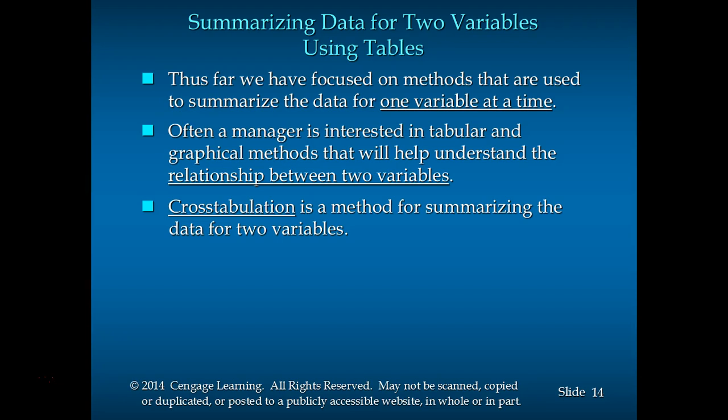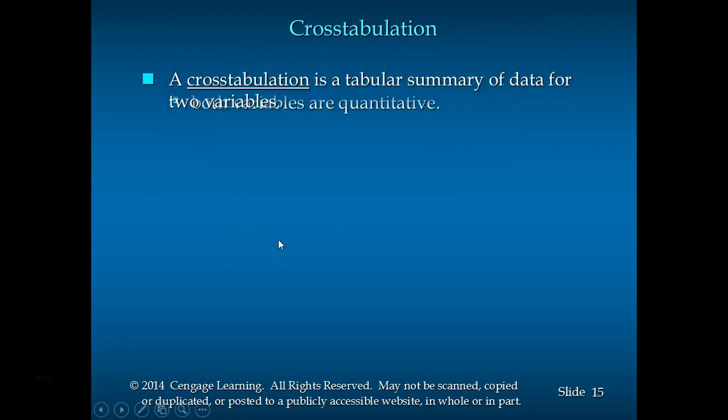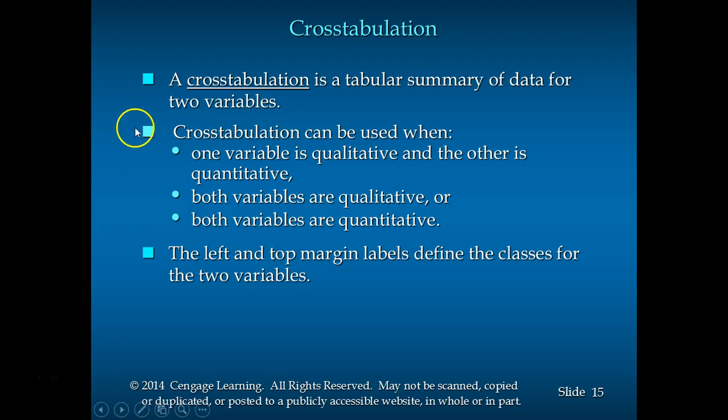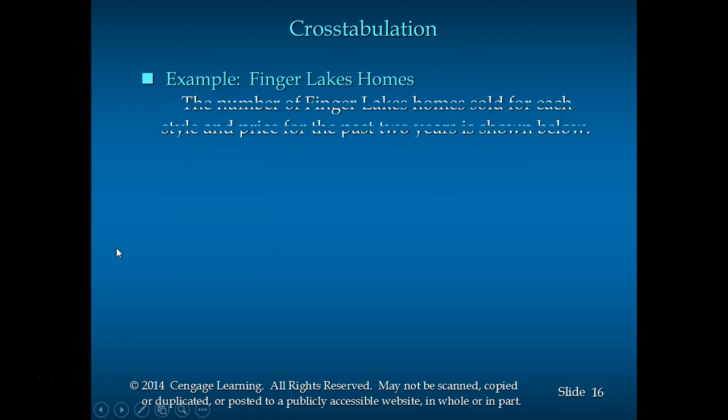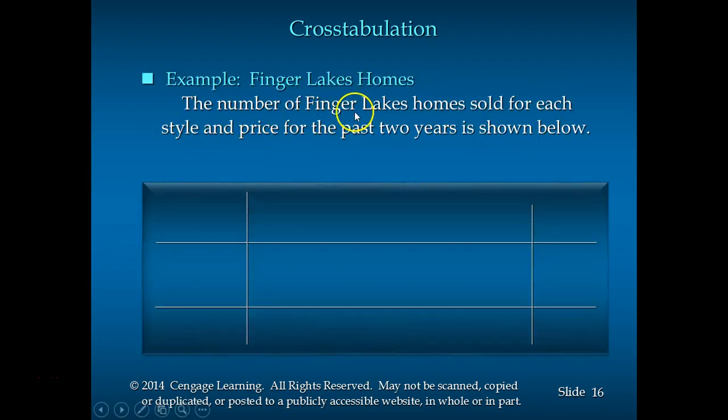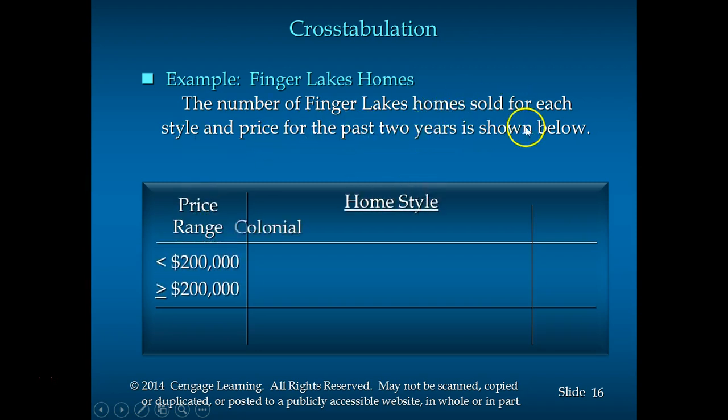So far we looked at one variable at a time. People's heights, housing values, for example. Often a manager is interested in a tabular or graphical summary that will help understand the relationship between two variables. Cross-tabulation is a method for summarizing the data for two variables. Let's see here. The number of Finger Lake homes sold for each style and price for the past 2 years is shown below. So you have two variables.